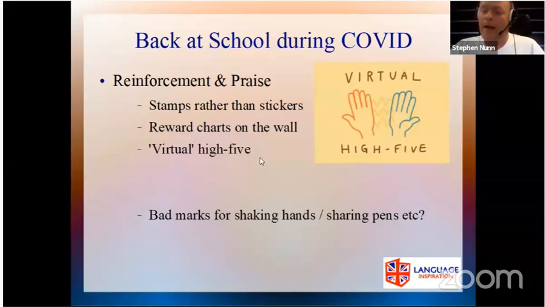I'm a father of 3 young children myself, and one thing that was mentioned in the back-to-school meeting in the state school here was that the kids probably will have bad behavior marks for shaking hands, sharing pens, etc. And it'll be interesting to see how students' behavior perhaps changes, because shaking hands in Poland is very much embedded in the day-to-day behavior. So should we give bad marks for sharing stationery, shaking hands accidentally? That's something that perhaps we need to explore as the months or the weeks go ahead before the school year starts here.